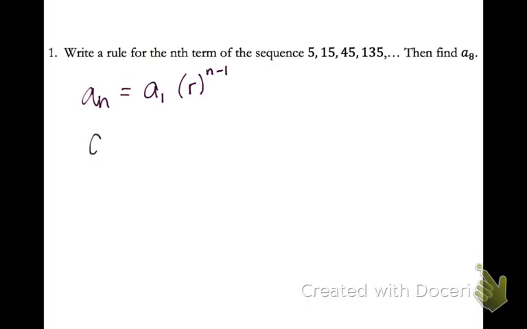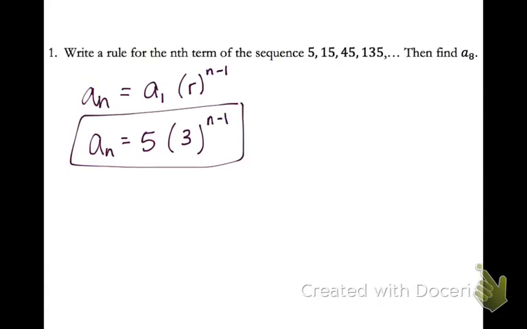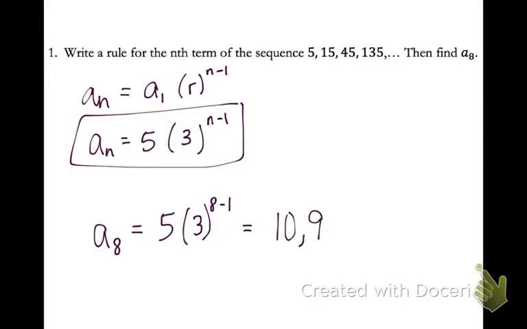My first term is 5. And my common ratio here, what I'm multiplying by every time, is 3. So there's the rule for the nth term of my sequence. Now, if we want to find the 8th term, we're going to plug 8 in for n, so 5 times 3 to the 8 minus 1, which when we put that in our calculator, we get 10,935. So our 8th term is 10,935.